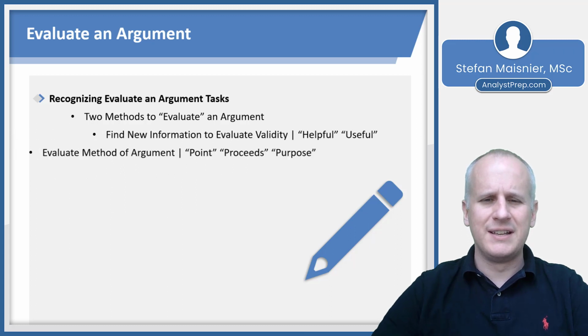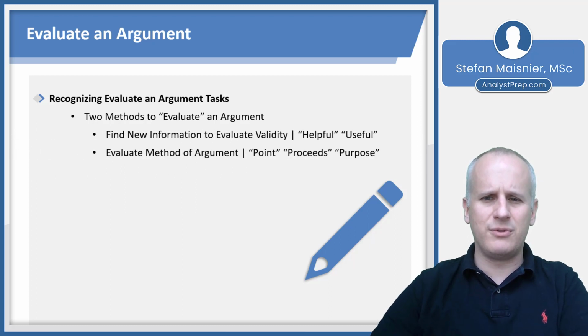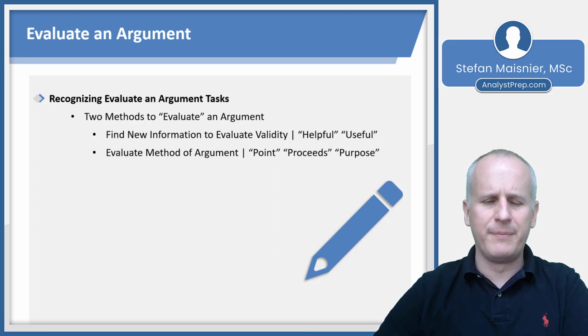argument. The first is to find new information to evaluate the validity, and you'll note that from the terms helpful and useful. The other is to evaluate the literal method of argument, and that's going to be identifiable from the terms point, proceeds, purpose, or anything indicating that you have to determine how the thing literally moves from part A to part B, meaning from the premise to the conclusion.